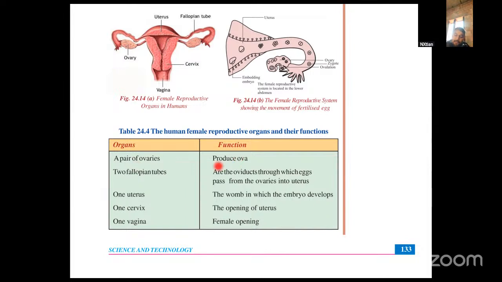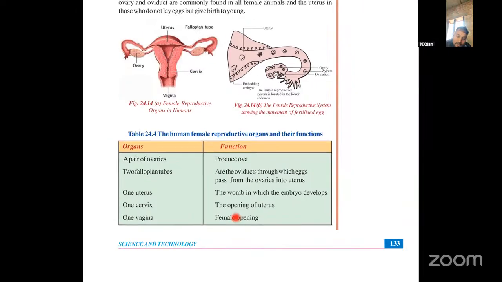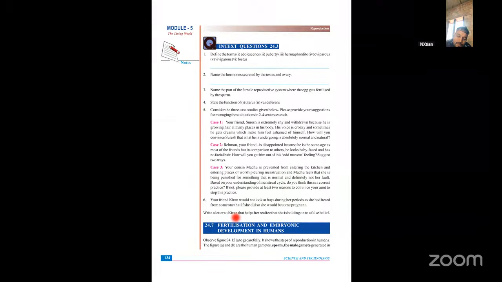Pair of ovaries, they produce ova. Pair of fallopian tubes, also called oviducts, because they release ova, and ova will travel through this. Uterus, this is the uterus where the baby is implanted. Cervix is the opening of the uterus, and vagina is the female opening. Got it, guys? Yes or no?